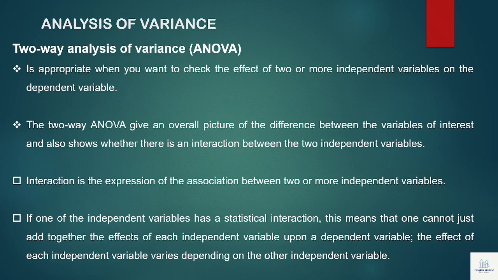So what we look at is, if the independent variables have a statistical interaction, it will mean that one cannot just add together the effect of each independent variable. So the effect of each independent variable varies depending on the other independent variable. So in real life, this is what we expect, that all these things will be affecting each other. And that is why we must not stop at this point.